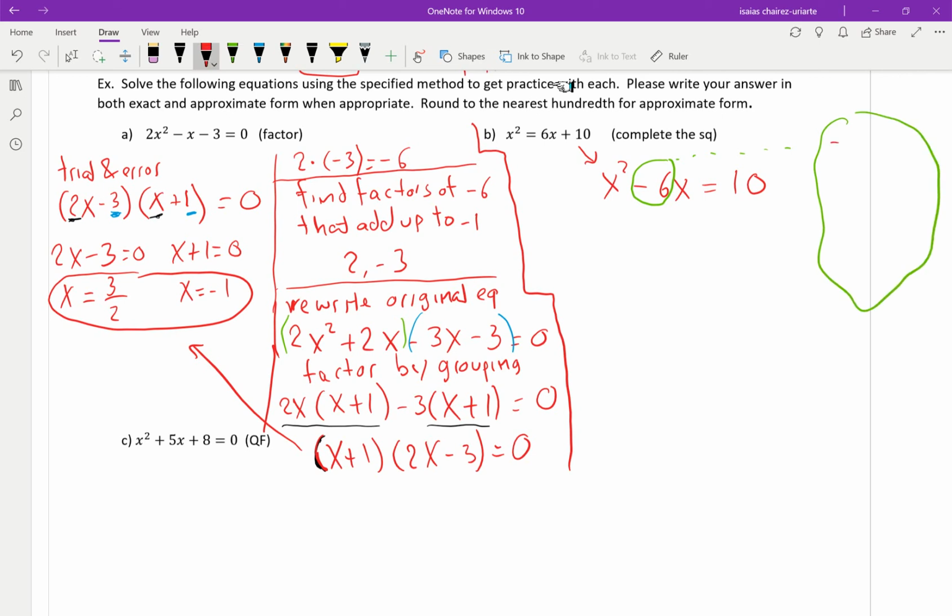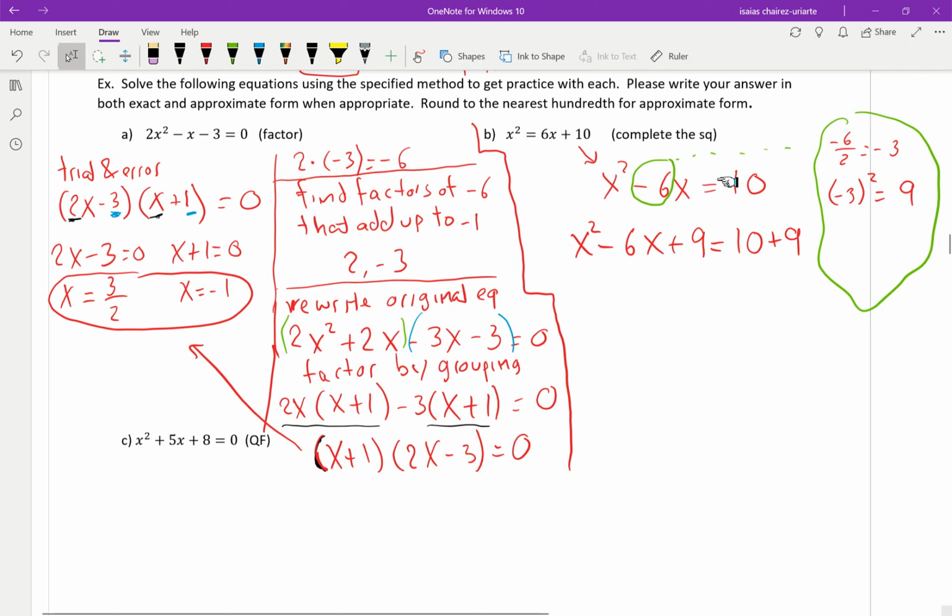Negative 6 divided by 2, that's negative 3, and then I'm going to square negative 3, that's 9. And so that means that I'm going to add 9 to both sides of this equation. So x squared minus 6x plus 9 equals 10 plus 9. Why did I do that? So that these 3 terms on the left become a perfect square. Why is this a perfect square? Because, thinking about factoring, it turns out that this factors as x minus 3 squared.